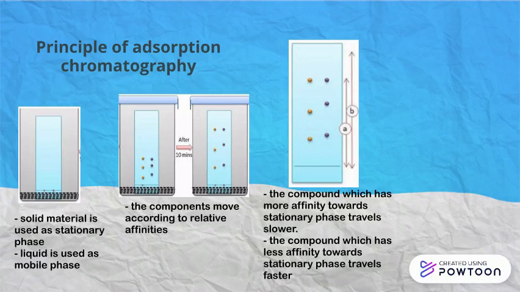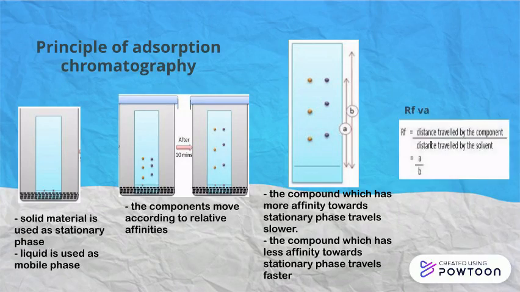Sample solution is spotted on the plate. The mobile phase is allowed to run through this plate, and after development of the plate, the Rf value for each solute is calculated.